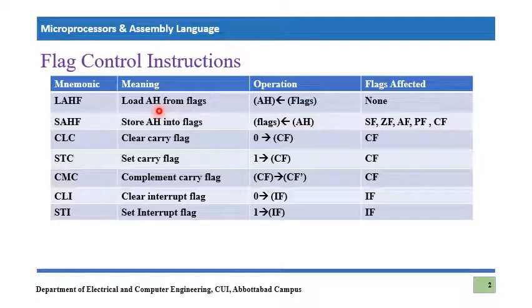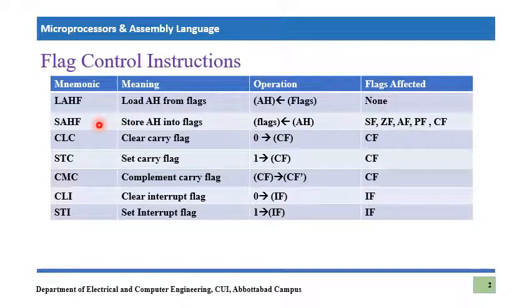And remember, the AH register is the higher byte of the accumulator or AX register. The operation column indicates clearly what is going to happen, so one can see that the flags are going to be copied inside the AH register. And since it is just a data transfer instruction, it is not going to affect any flag, so that is why in the flags affected column we don't see anything. It is clearly written as none, or no flags will get affected.